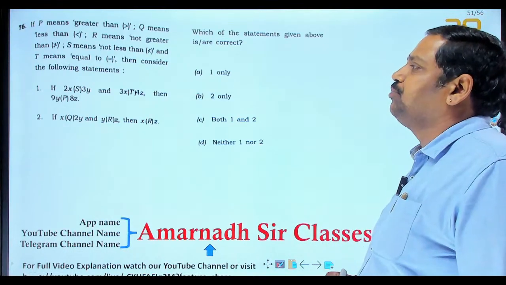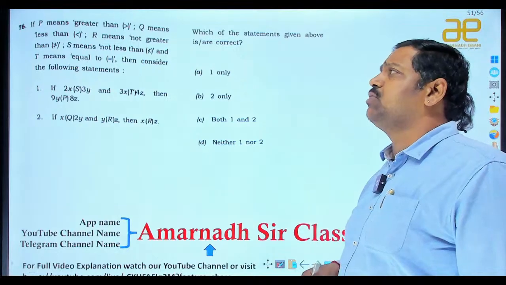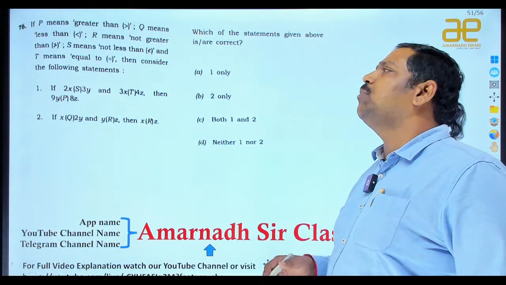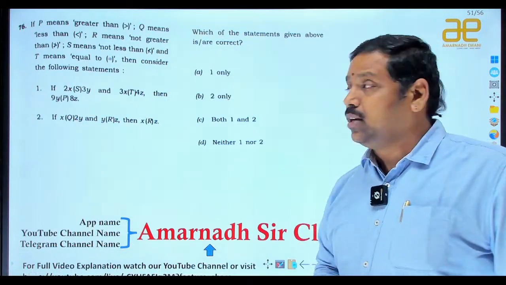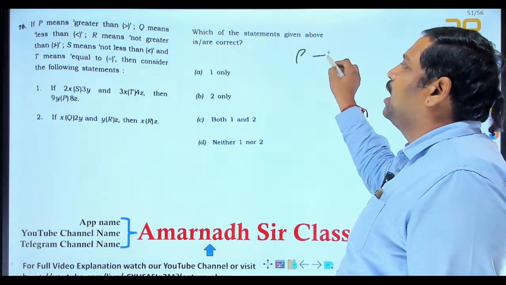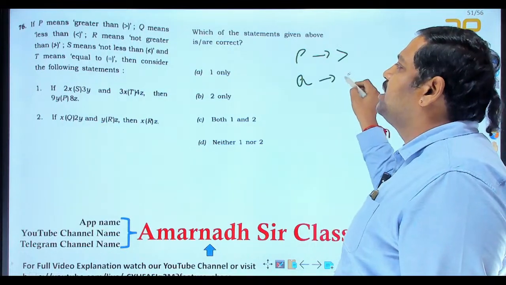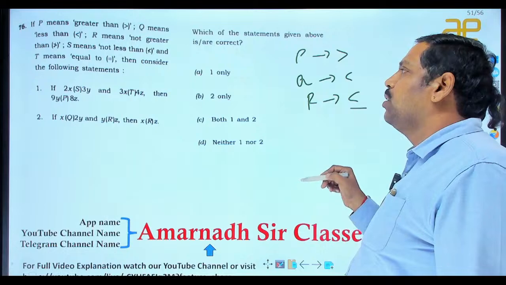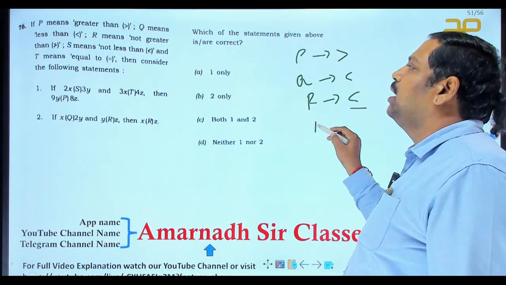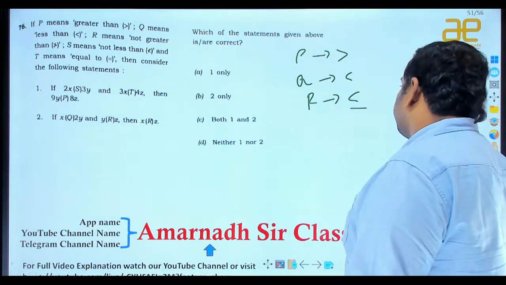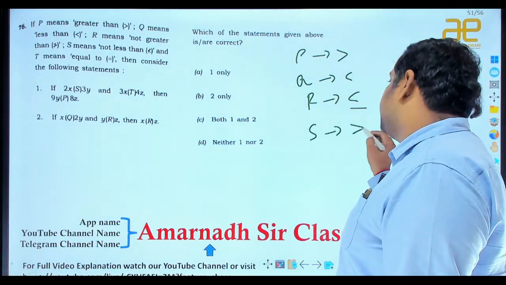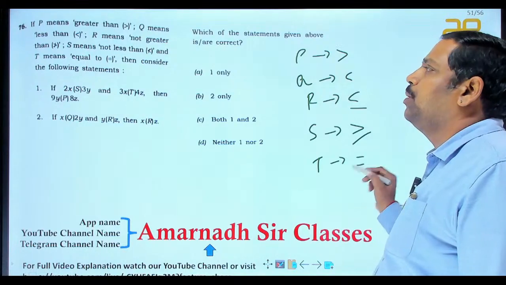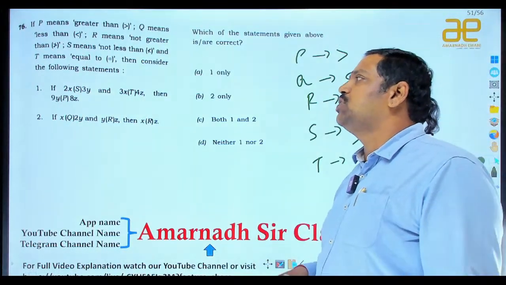To the next one. Also a funny question. P means greater than. Q means less than. R means not greater than. Not greater than means? See. P means greater than. Q means less than. R means not greater, means either less or equal. Okay. Next one. S means not less than. Not less means either greater or equal to. T means is equal to. Super. Then consider the following statements.